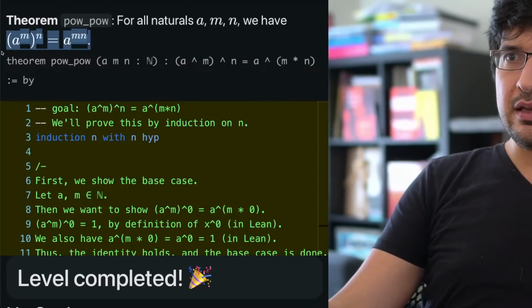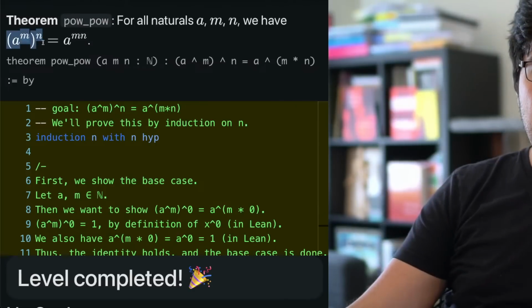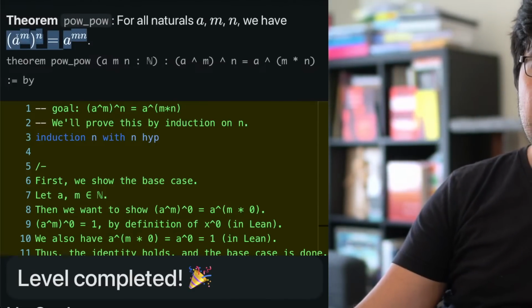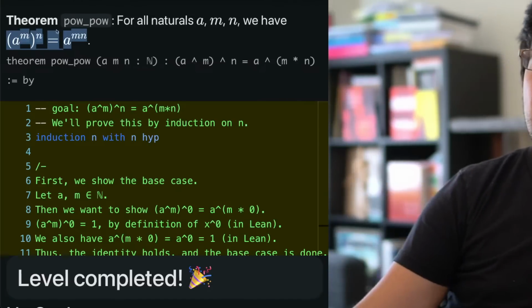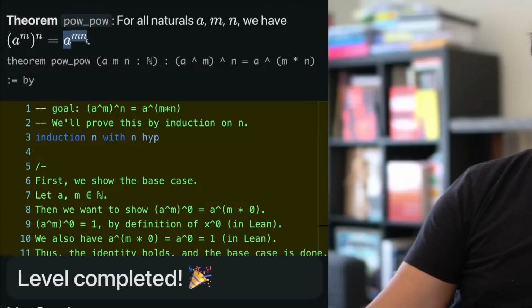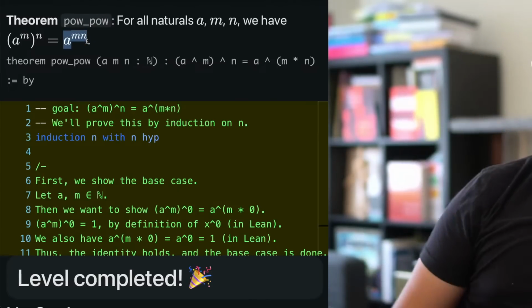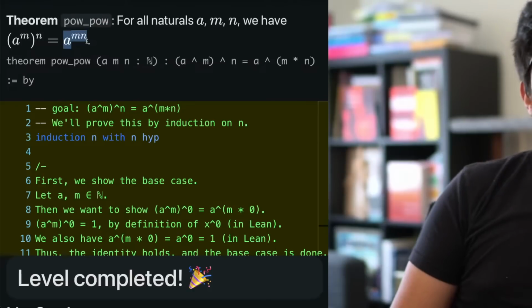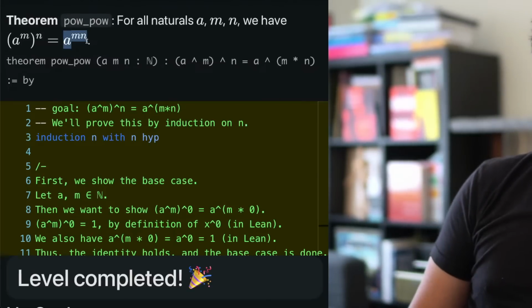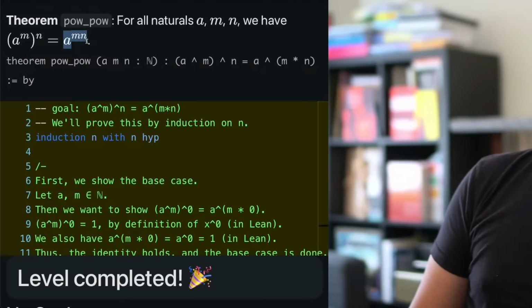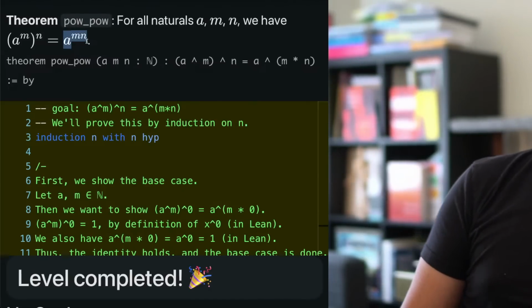What we're doing is we are proving the power rule of exponents, that if you raise an exponent to another exponent, it equals raising to the multiplication of those exponents, to the product of those exponents. So successive powers equals a product of powers. That sounds snappier.